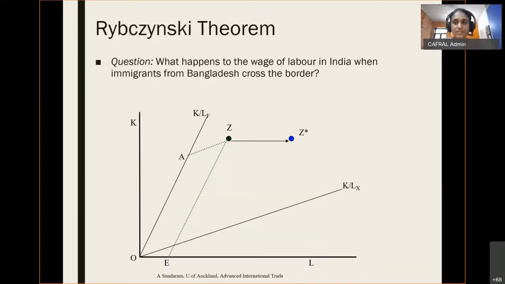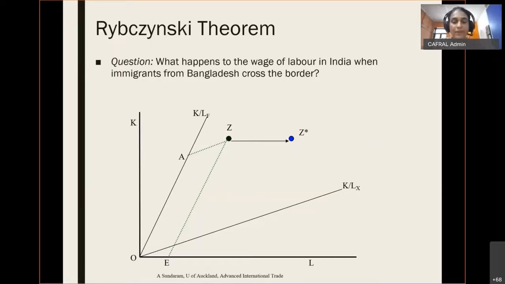Okay, so someone says W rises. So what happens to the wage and the rental rate? What we see is some people are saying it remains the same, some say it goes up. The correct answer to this is that it remains the same. Okay? There is absolutely no change to W and R.